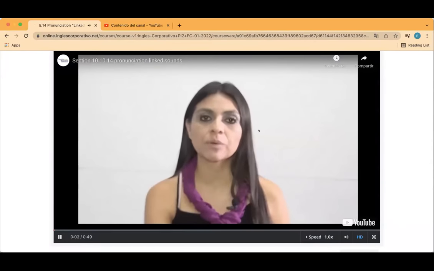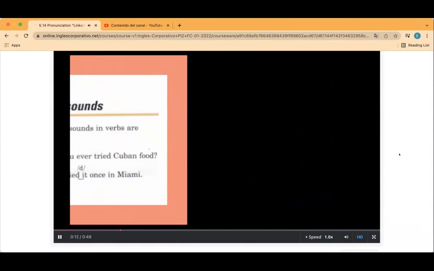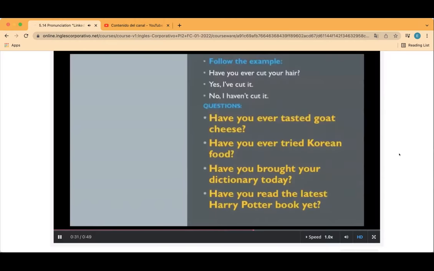Hi, in this lesson, we will work on pronunciation in order to sound natural, by linking final t and d sounds in verbs with vowels that follow. Listen and practice. Final t and d sounds in verbs are linked to the vowels that follow them. Have you cooked lunch yet? Yes, I've already cooked it. Have you ever tried Cuban food? Yes, I tried it once in Miami. Now, I want you to practice answering the following questions. Use it in your responses. Pay attention to the linked sound. Make sure you record your response. Follow the example. Have you ever cut your hair? Yes, I've cut it. No, I haven't cut it.